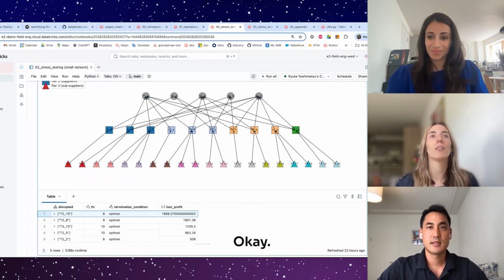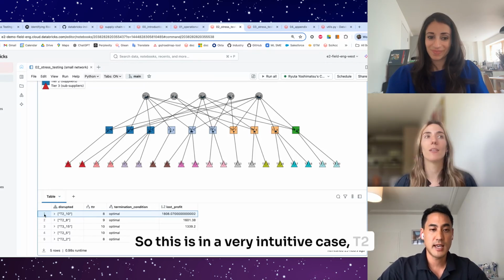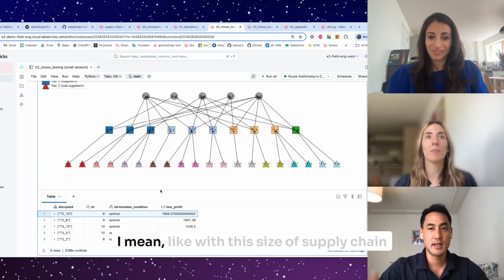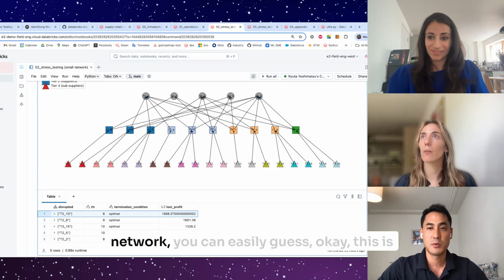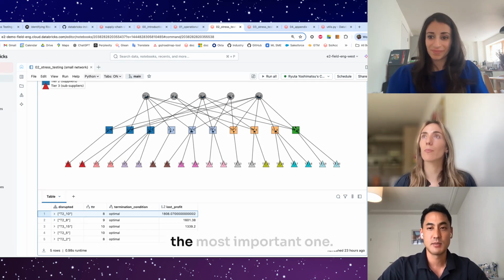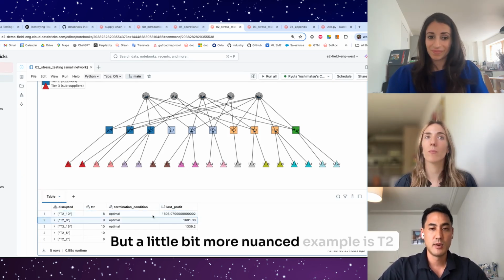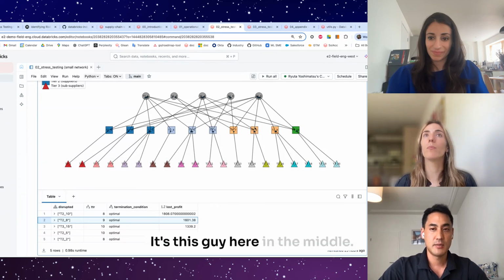Yes. Okay. Yes. So this is a very intuitive case, T2_10. I mean, with this size of supply chain network, you can easily guess, okay, this is the most important one. But a little bit more nuanced example is T2_8. It's this guy here in the middle.